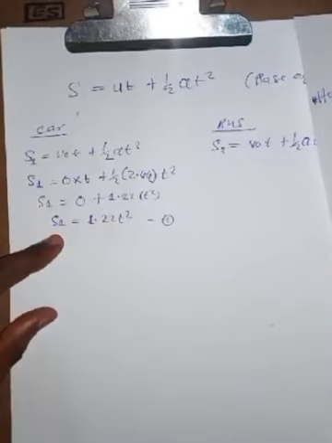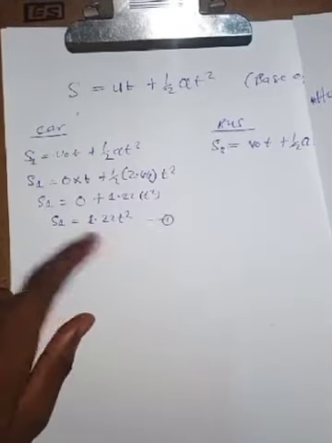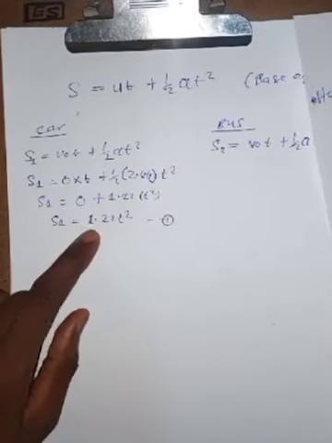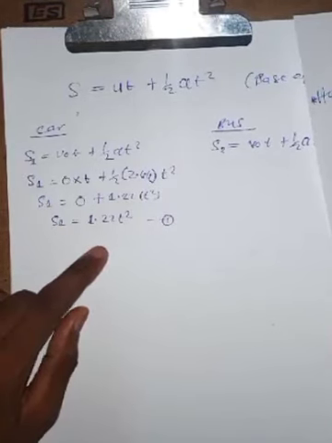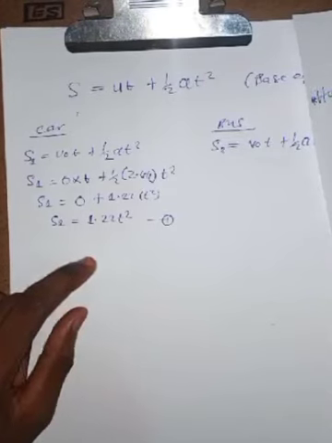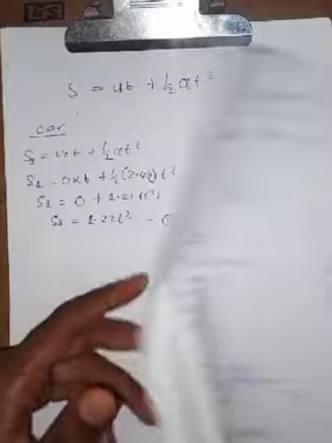This is so simple. In terms of time, we can find the displacement of the car, which is S1. So the displacement of the car is given by 1.22 times time squared, which time we do not know.